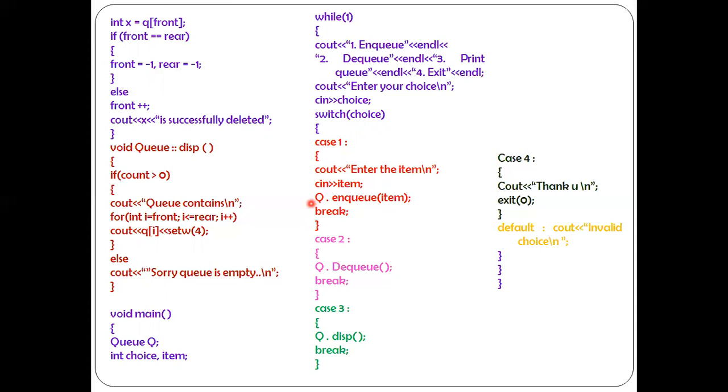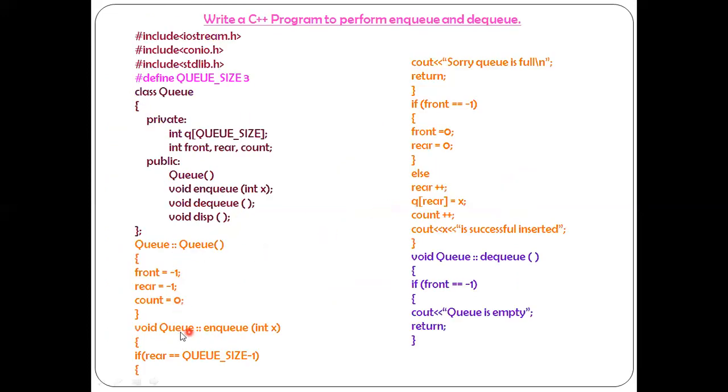Q is a user defined object. Dot is a member access operator. Enqueue is a member function. Inside the parenthesis is item. What exactly is item holding? 10. That 10 will be passed from this main function to the enqueue member function. It's here. Okay. So void is the return type specifier. Q is the class name. This double colon is called the scope resolution operator. Enqueue is a member function with int x. What value has been passed from the main function to this member function? 10. 10 is copied to x and x is of type integer.